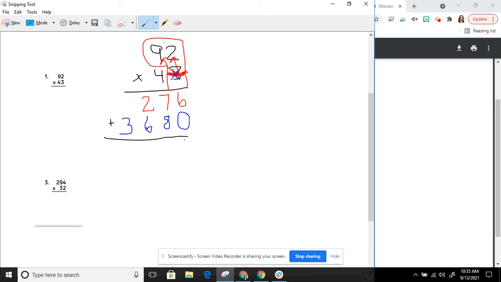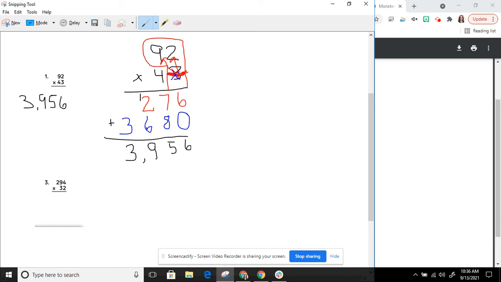6 plus 0 is 6. 7 plus 8 is 15. Carry my 1. Don't forget to carry. 6 plus 2 is 8 plus 1 is 9. And 3 plus 0 is 3. 3,956. I want to remember my comma. Then I can put my answer over here. 3,956. But of course, in order to get full credit, you're going to have to show your work. If you don't show your work, you're going to have to redo the assignment.